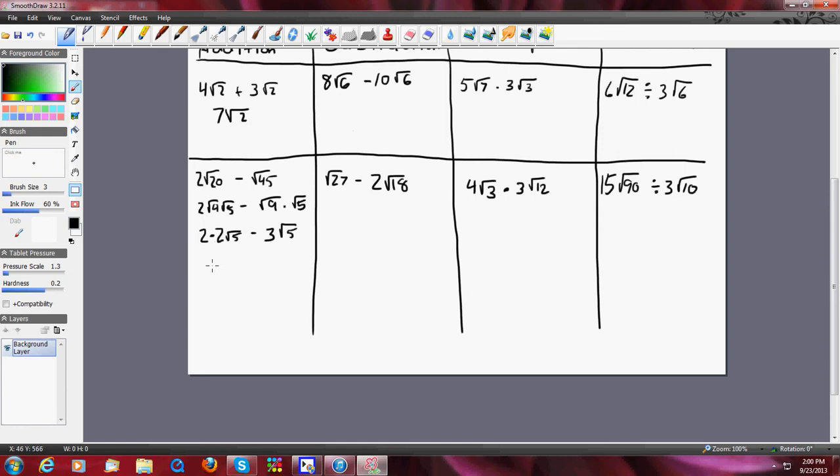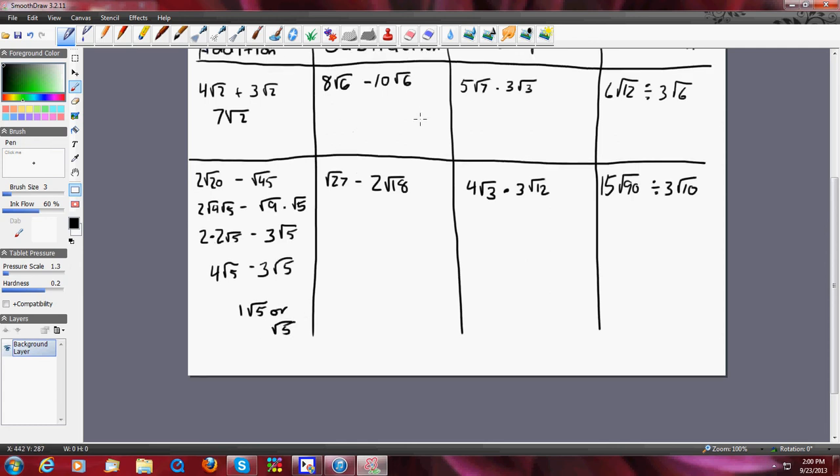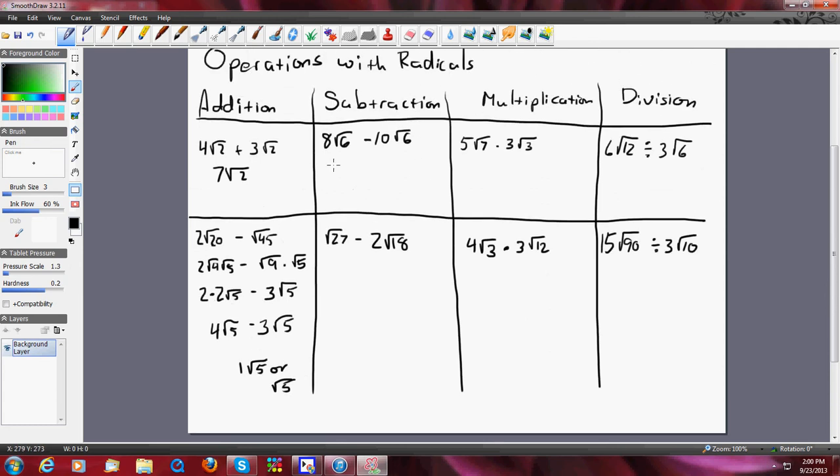So I have 2 times 2, which is 4, radical 5 minus 3 radical 5. Well, 4 minus 3 is 1, so 4 radical 5 minus 3 radical 5 is 1 radical 5. Or you can just write radical 5. I am going to go fairly quick, so if you need to pause, please pause and then go back.